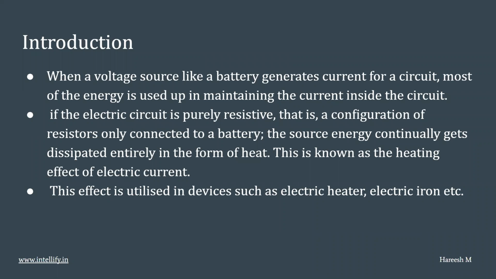Now you see, when a voltage source like a battery is connected to a circuit, obviously it generates the current for the circuit, right? And it has some chemical energy inside. So the energy is used up in maintaining the current inside the circuit. For example, if you see a circuit with a bulb and a battery, the energy of the battery is used up by the bulb to glow.